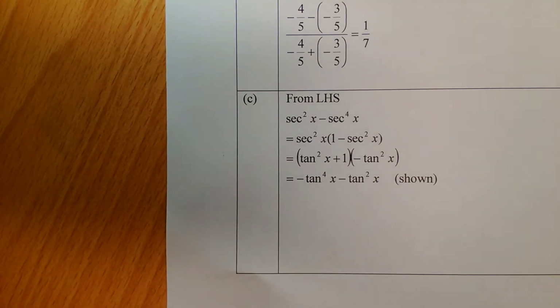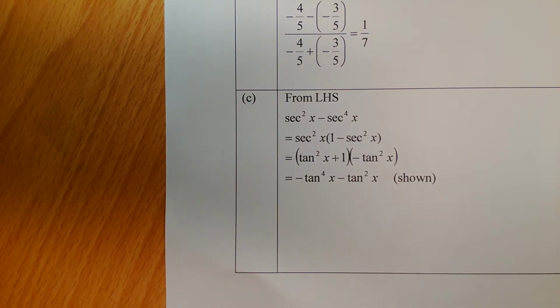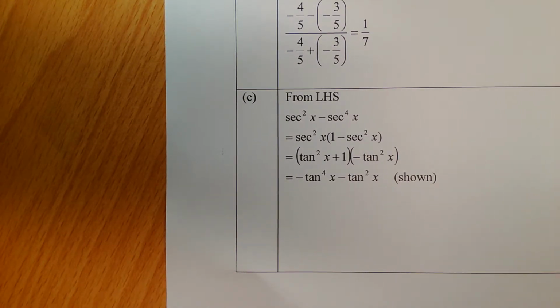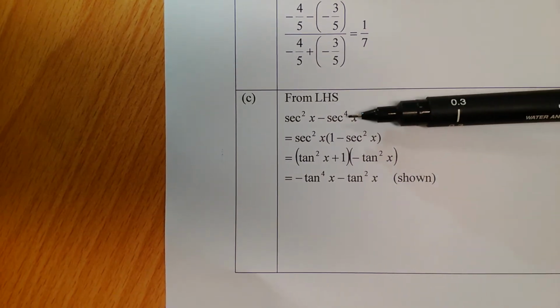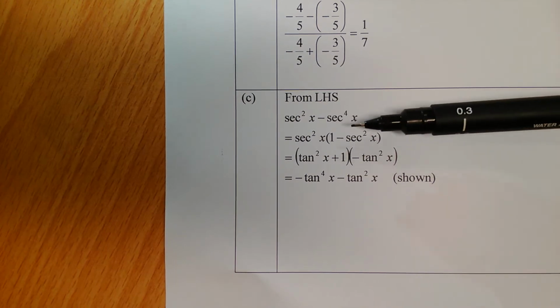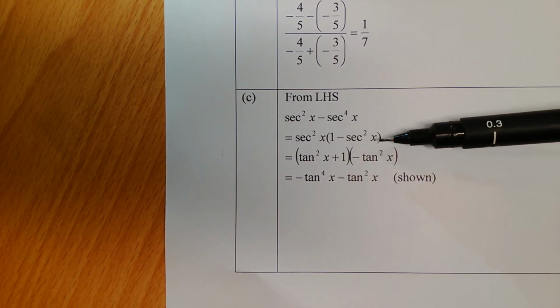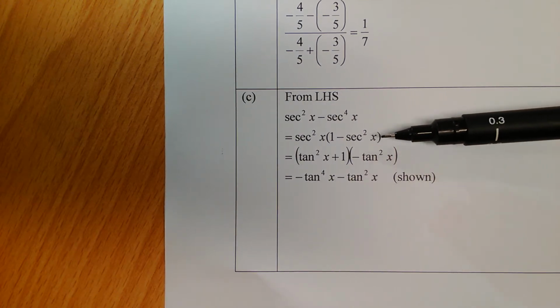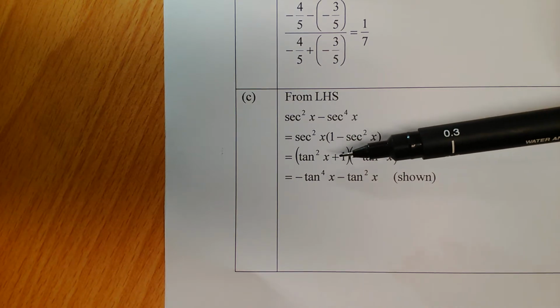For 12c, we have to show that secant square x minus secant 4x is equals to negative tangent 4x minus tangent square x. What we do here is this. First, from the left hand side, I notice that the common term is secant square x. What I have done is factorize secant square x here, leaving this inside the bracket. Here, I have applied the trigonometric identity.